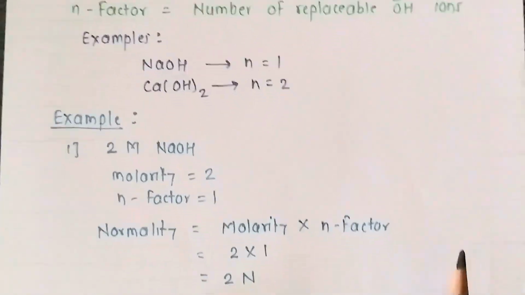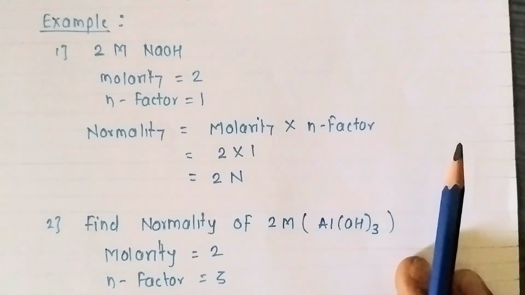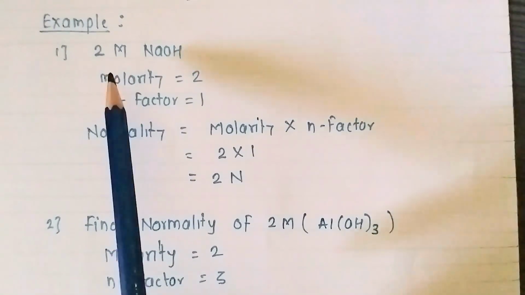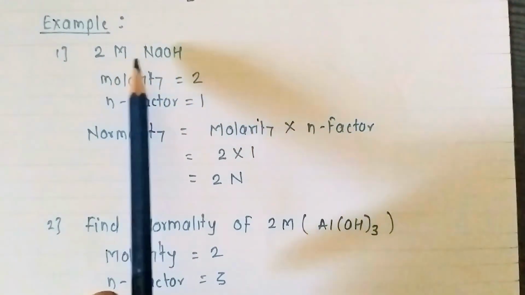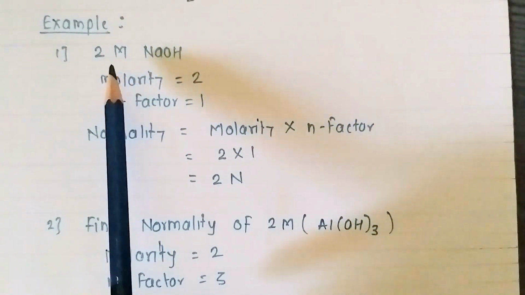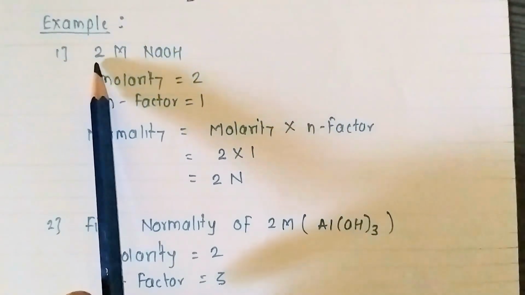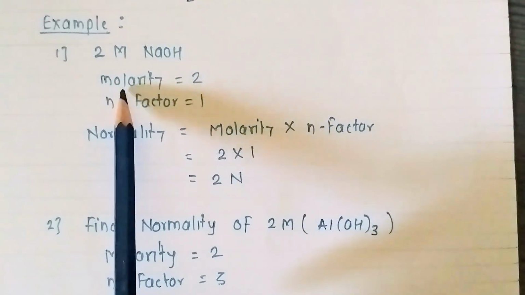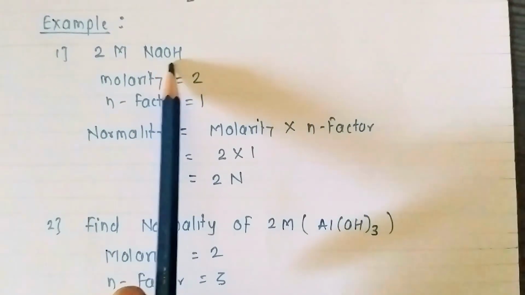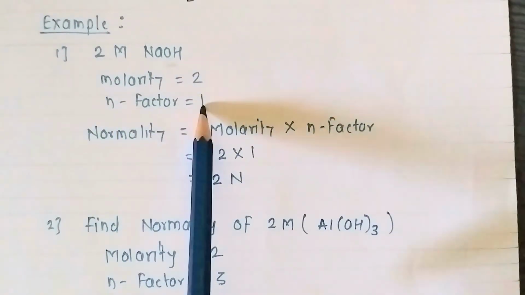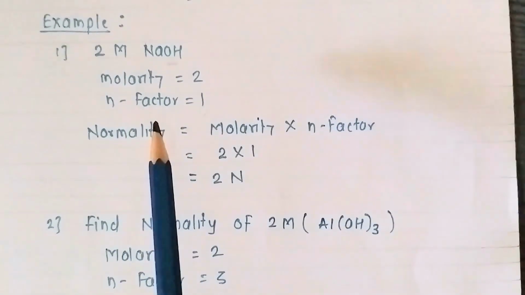Now we understand the calculation of normality of a base solution. First of all, we take the example of a 2 molar NaOH solution. We have to find out the normality of that solution. First of all, we must know the molarity of that solution. Molarity of the solution is 2. Now what is n factor? N factor means the number of replaceable OH minus ions. Here n factor is 1, meaning only one OH minus ion is present.